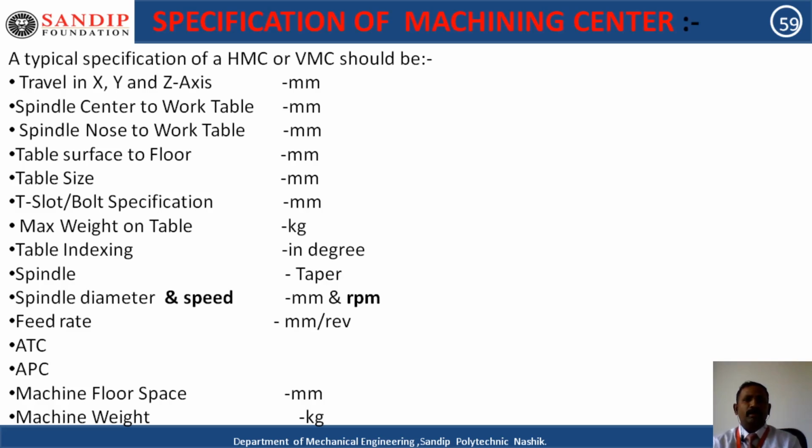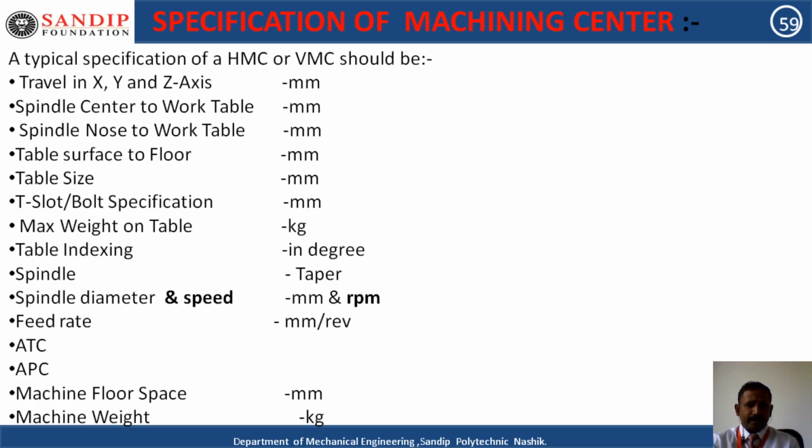Now sometimes a question may be asked on the specification of a machining center. So these are the common parameters for the HMC and VMC. First, travel in the X, Y and Z axes, that is the distance in mm. Then spindle center to work table in mm. Spindle nose to work table, that is also in mm. Table surface to floor, that is a measurement in mm. Table size in mm. T-slot bolt specification in mm.